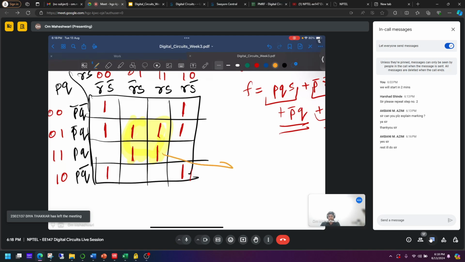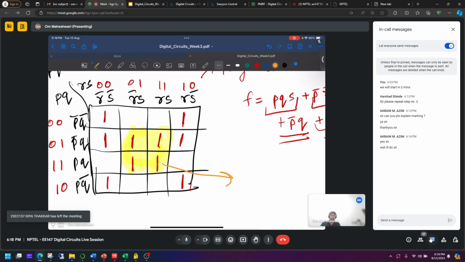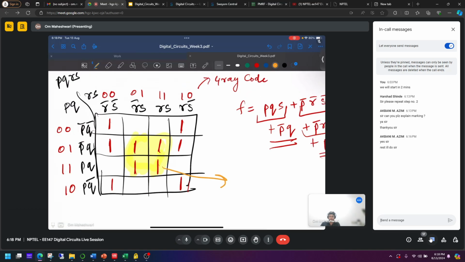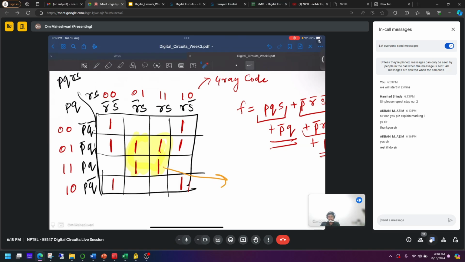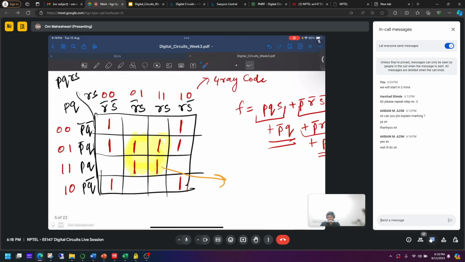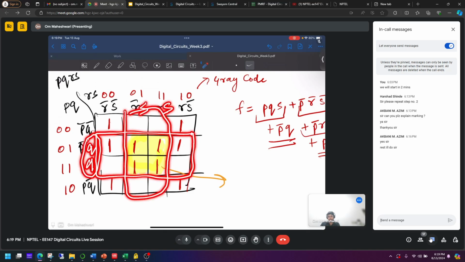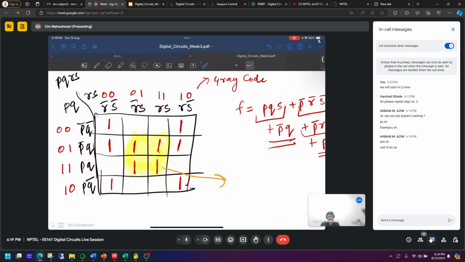Now what do these four ones represent? That I have to identify, so that only then I can minimize the expression. Here we see Q and Q, so this whole two rows are Q. And here we see S and S, so these whole two columns are S. So these four blocks are QS. This four terms represent QS.